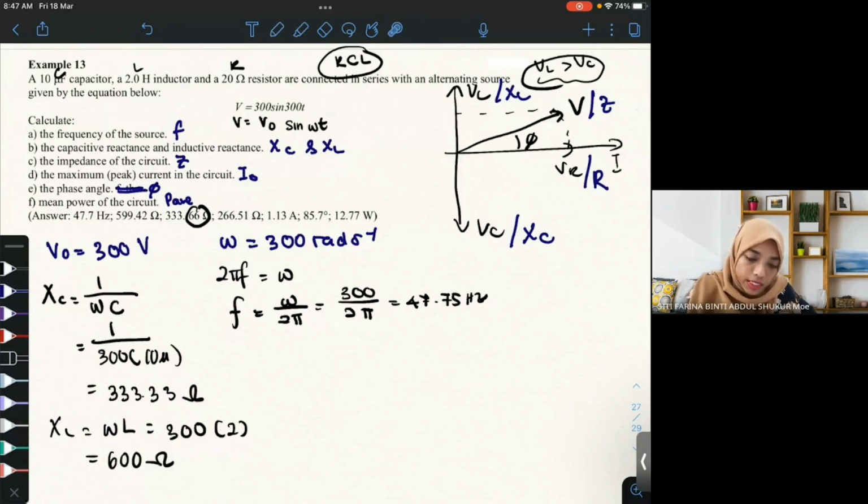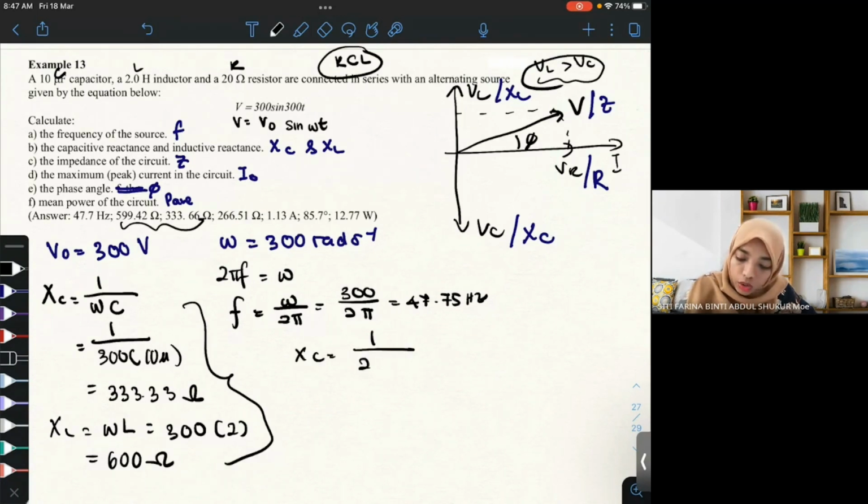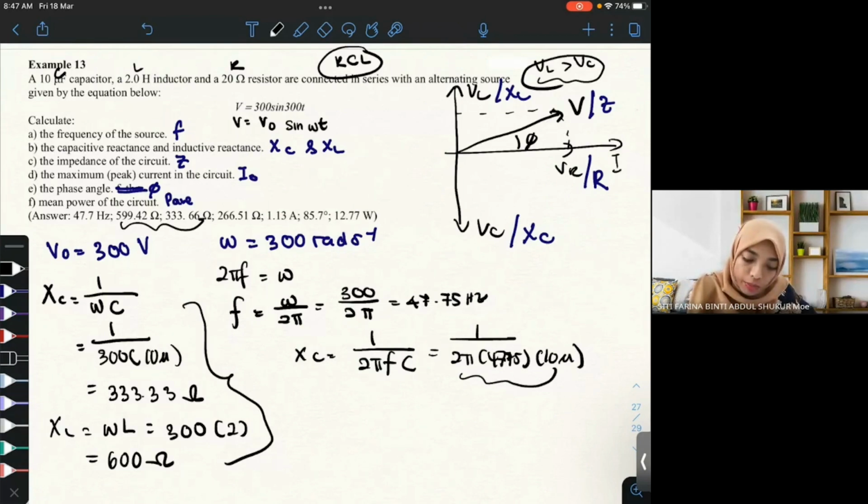Okay, jawapan dekat sini, kenapa dalam bentuk decimal place adalah, you can also do this one as XC sama dengan 1 over 2 pi FC. Sebab kamu dah ada nilai frekuensi juga. You have already found the value of frequency. So 2 pi 47.75 darab dengan 10 micro. Okey, bila guna kaedah ni, kamu akan dapat jawapan kamu dalam decimal places yang diberi dalam answer scheme. Begitu juga untuk Excel kamu.